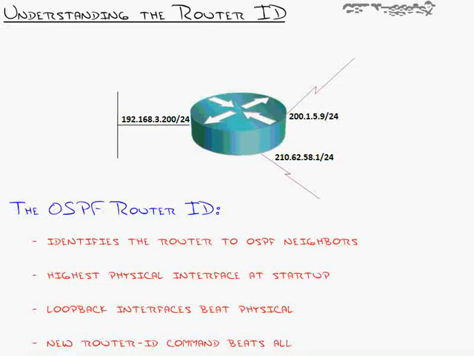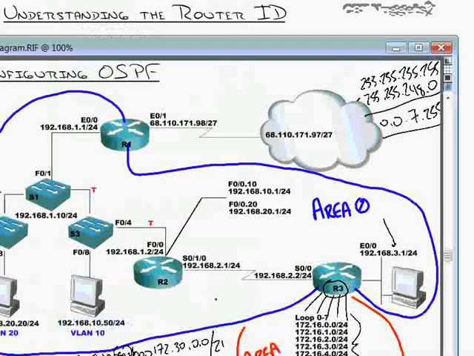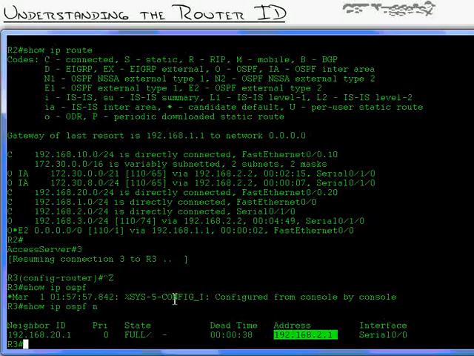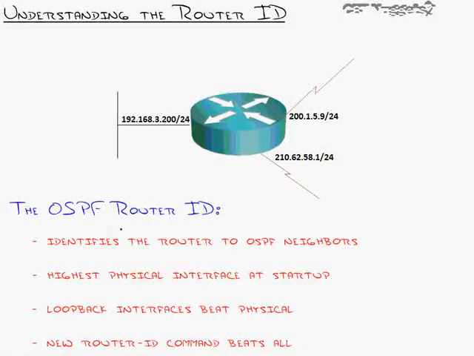And if we look back at our network diagram, where'd that go? Diagram. That's right. You can see router 3 communicates to router 2 on 192.168.2.1. So why is router 2 identified as 192.168.20.1 when we're looking at its router ID? You can see 20.1. That's its router ID. That's because of this rule.